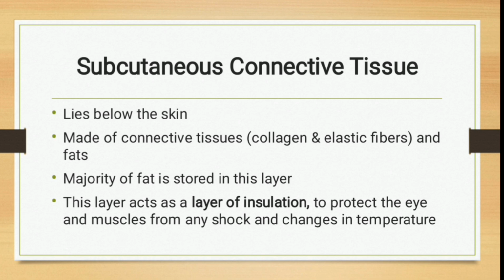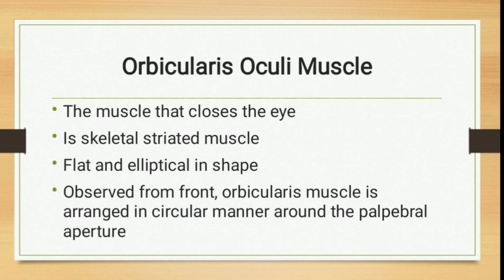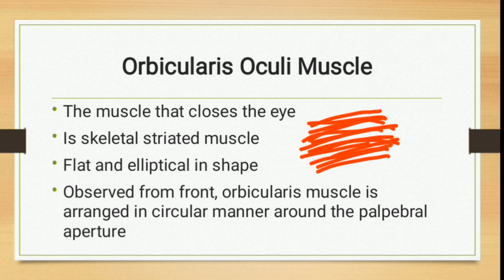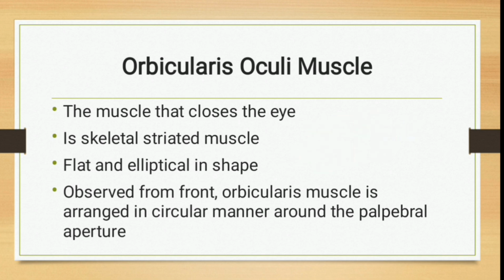Okay, so next we have the orbicularis oculi muscle, which is the most important muscle of the eye that helps in the closure of the eye. What does it mean? When you are closing your eyes, you are basically closing your eyelids, right? The muscle that helps your eyelids to close is the orbicularis oculi muscle, and it is a skeletal striated muscle, meaning that it has striations on it, and it is elliptical in shape, right?